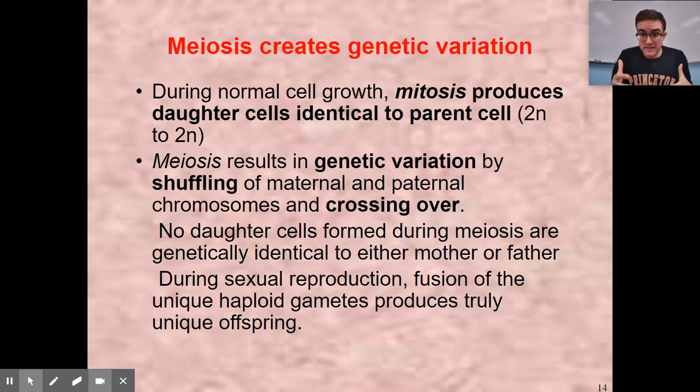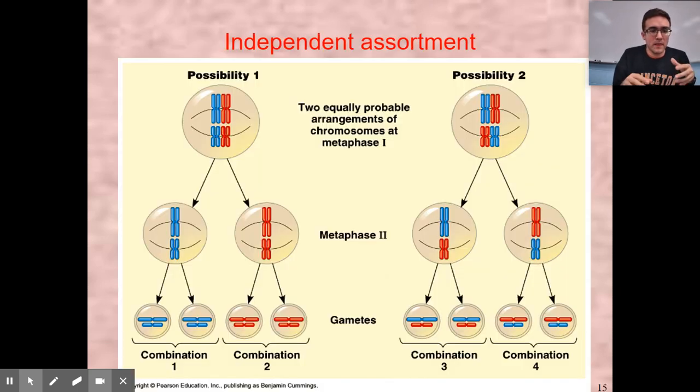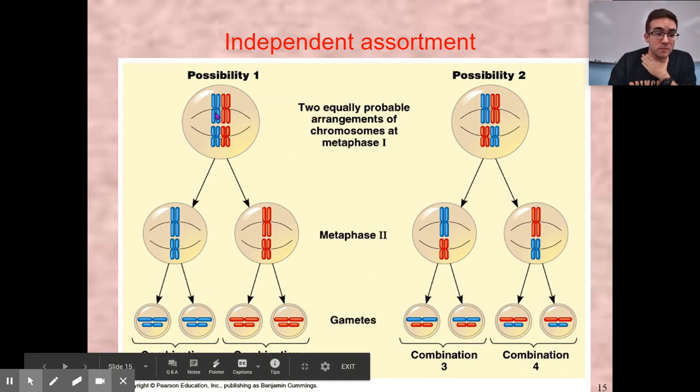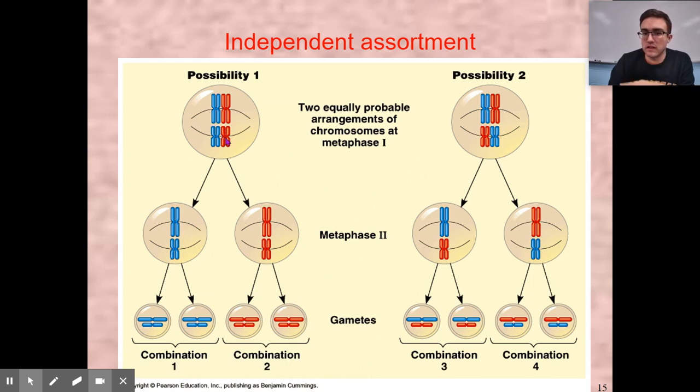So let's talk about some of the ideas at play here. One is this independent assortment idea. During metaphase 1 with the tetrad, there are two equally probable arrangements that can happen when the chromosomes line up in the middle. Remember, these are both the same chromosome, like chromosome 1 and chromosome 2 that form the tetrad. So they either line up like this or they line up like this.